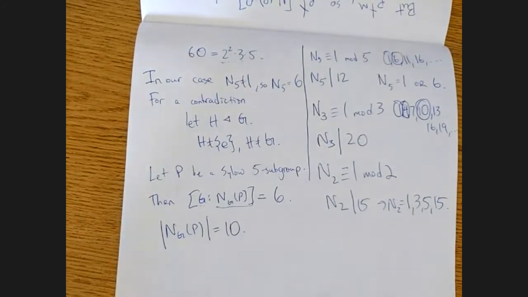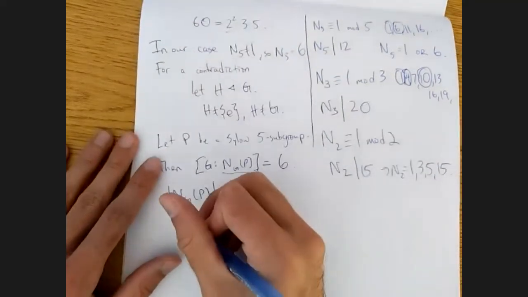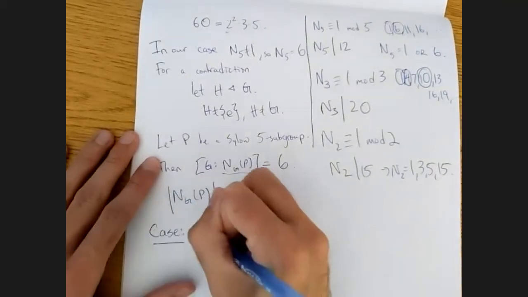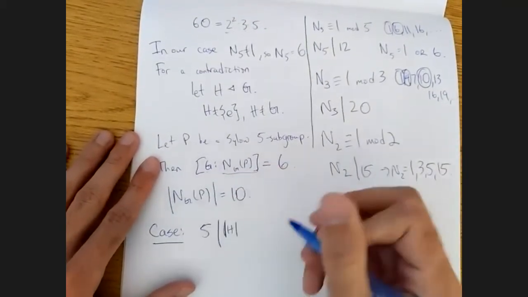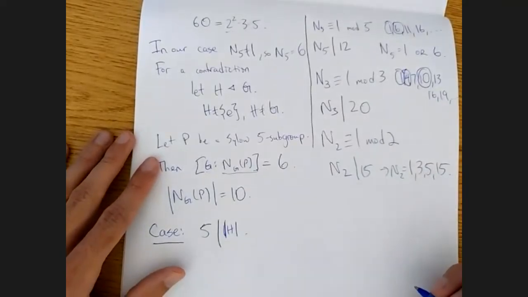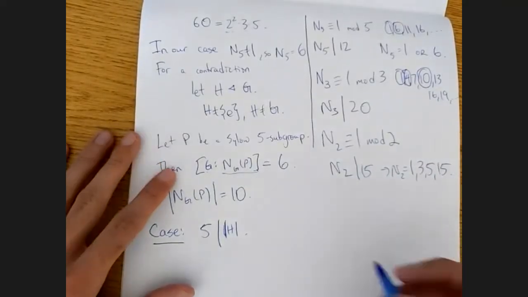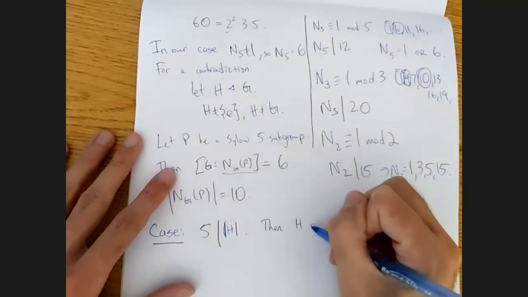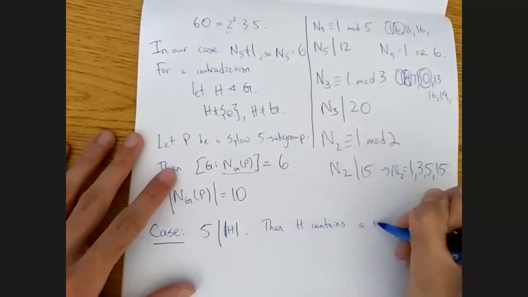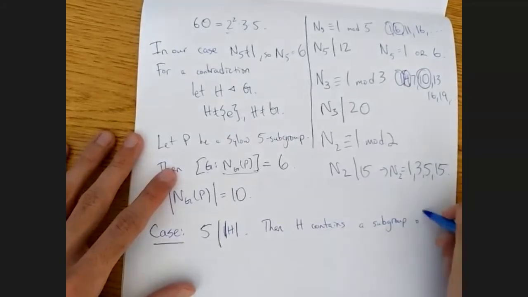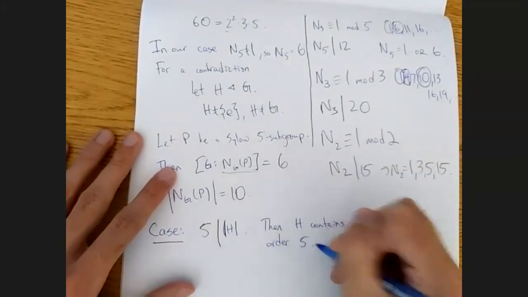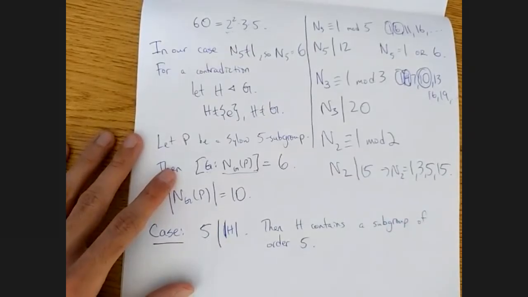Now, according to the text, we should think about whether 5 divides the order of H or not. We could think of anything that works, but let's stick with something that works. One case is that 5 divides the order of our normal subgroup H. What does that tell us? Then H contains a subgroup of order 5. Now a subgroup of order 5 has to be a Sylow 5 subgroup of G.